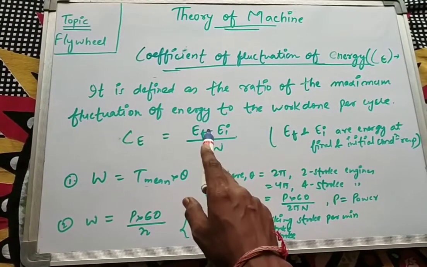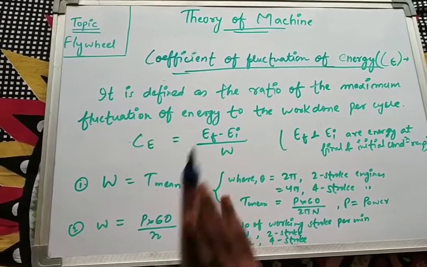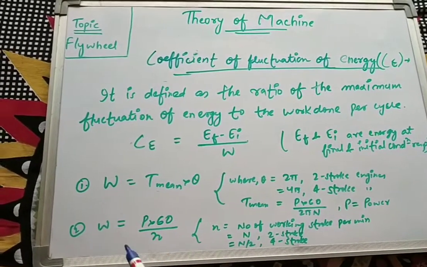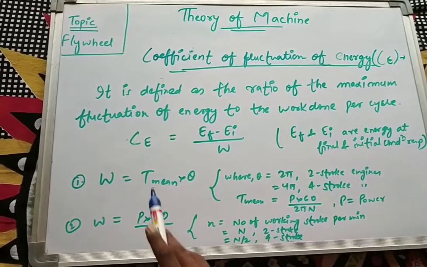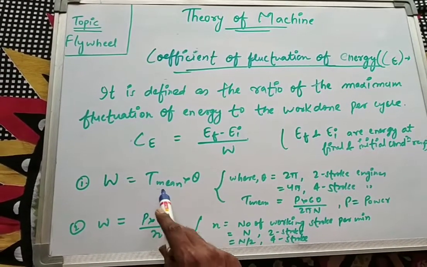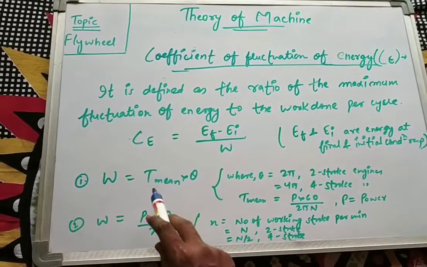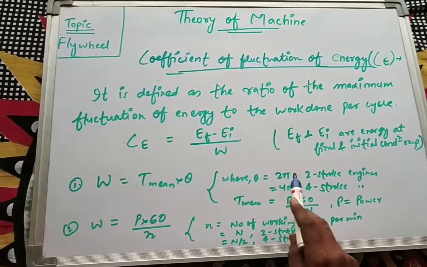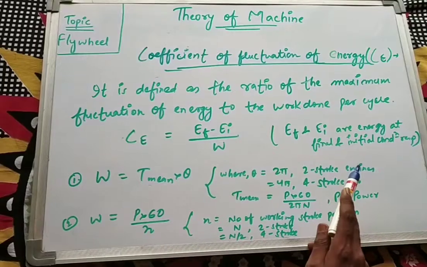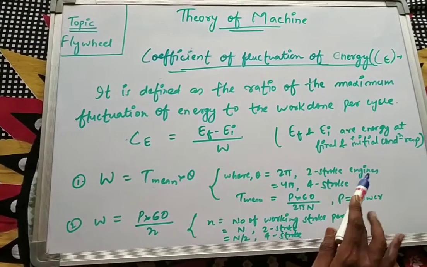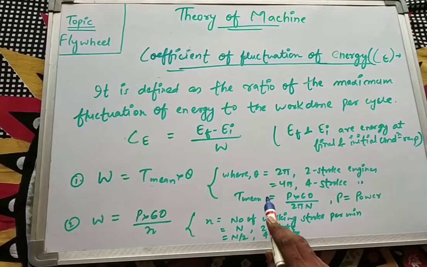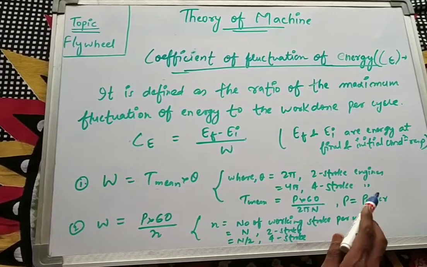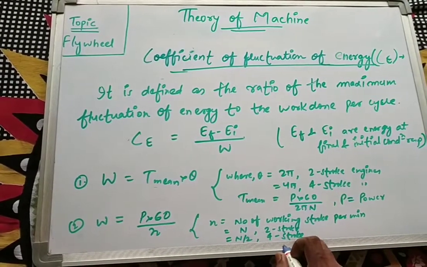So we can easily get the values of EF and EI. Now, how do we calculate the work done per cycle, W? We have two different formulas. If we are given T mean or the power, we can use the formula T mean into theta, where theta is the angle in radians, taken as 2 pi for 2-stroke engines and 4 pi for 4-stroke engines. To calculate T mean, we have another formula: P into 60 by 2 pi n, where P is power and n is the speed of the engine in RPM.